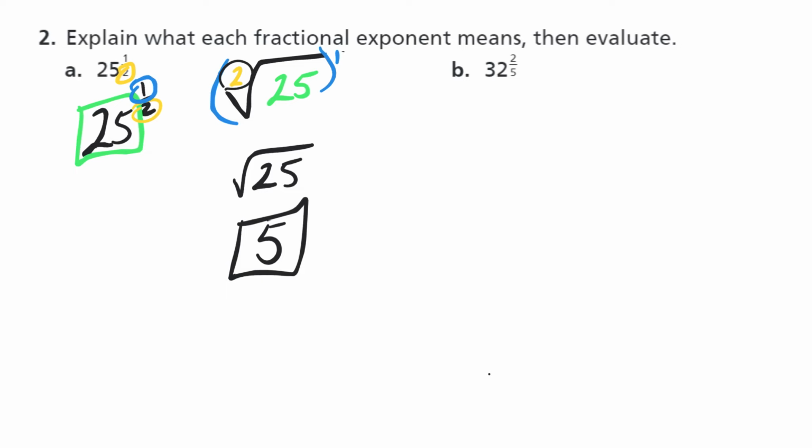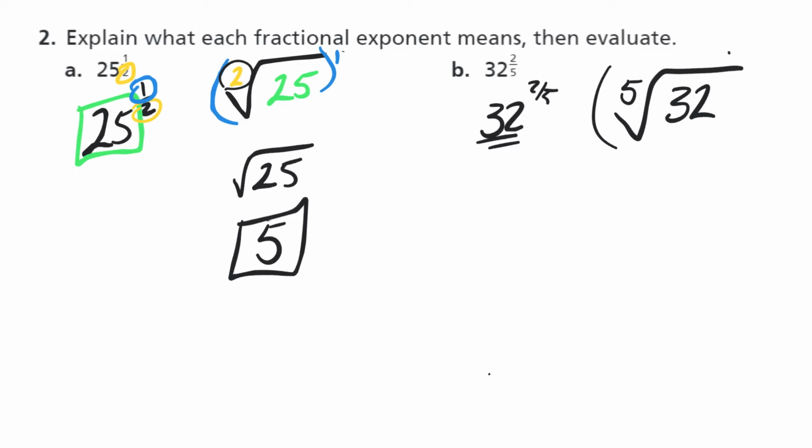So let's look at this conversion that we need to do with the 32 to the 2/5 power. Well, this is a fifth root because it has a denominator of 5, so the 5 will go right there. The base is 32, so that will become the radicand. And then the numerator of 2 will become the power of the radical. I happen to know that 32 has a fifth root, so I'm going to write it this way.